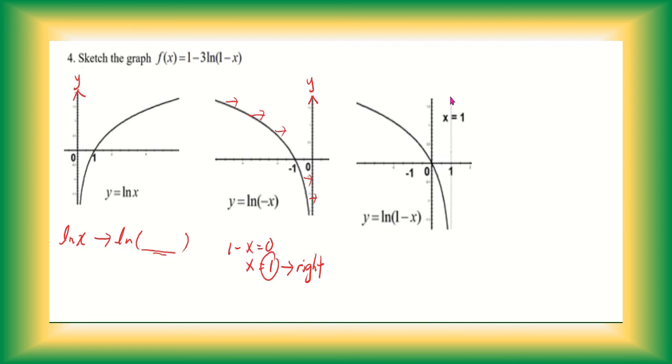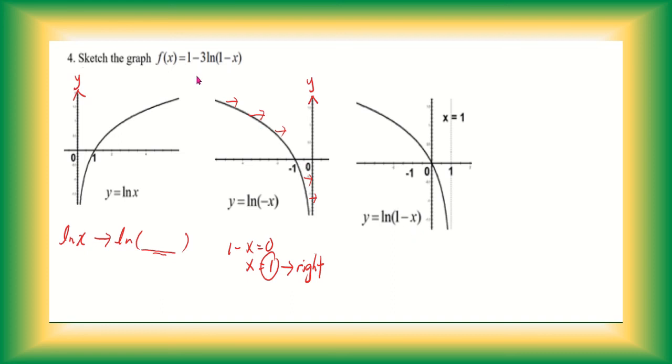So after shifting, the vertical asymptote is no longer hidden behind the y-axis. Now we need to draw a dotted line to represent the vertical asymptote, and we label it as x equals 1, because we shifted the whole curve to the right-hand side by 1 unit. Up to here we have already finished the x transformation. Now we go to the y transformation.